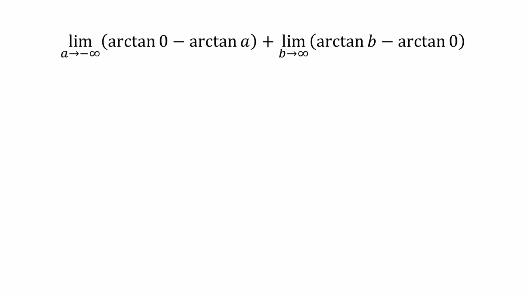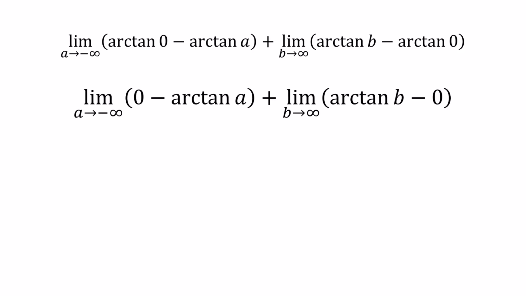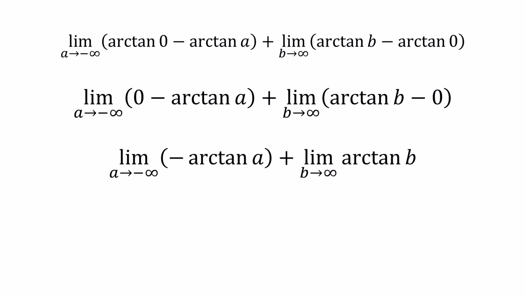Evaluating arctangent of 0, we get the limit as a approaches negative infinity of 0 minus arctangent of a plus the limit as b approaches infinity of arctangent of b minus 0. Subtracting, we obtain the limit as a approaches negative infinity of minus arctangent of a plus the limit as b approaches infinity of arctangent of b.